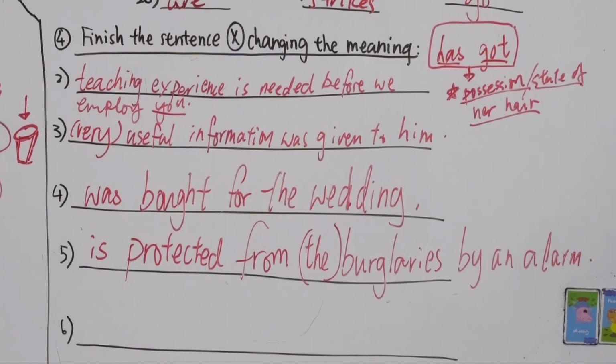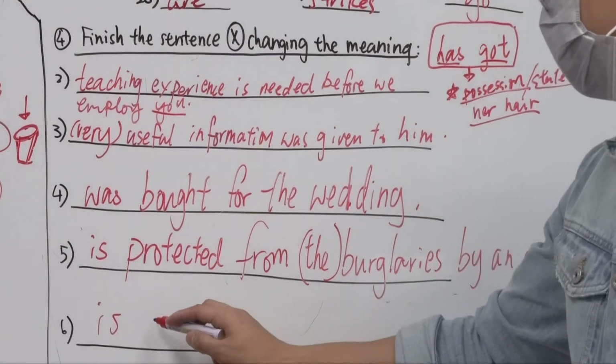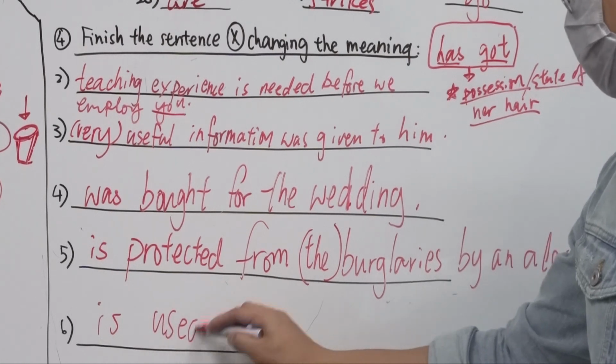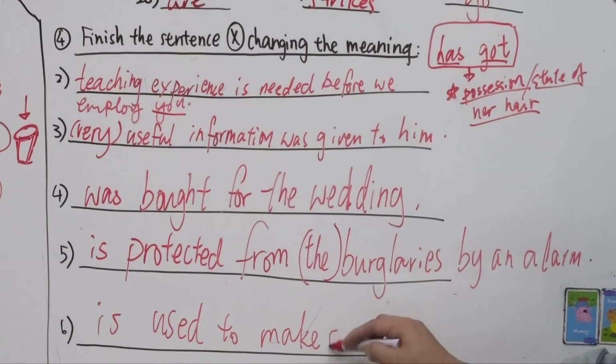Alright, number 6, okay? People use sand to make glass. Again, passive voice, right? Let's try to change it around. So sand, and then we have glass. People use sand to make glass. So glass is... Sorry, sand is used to make glass, okay? Sand is used to make glass, okay?